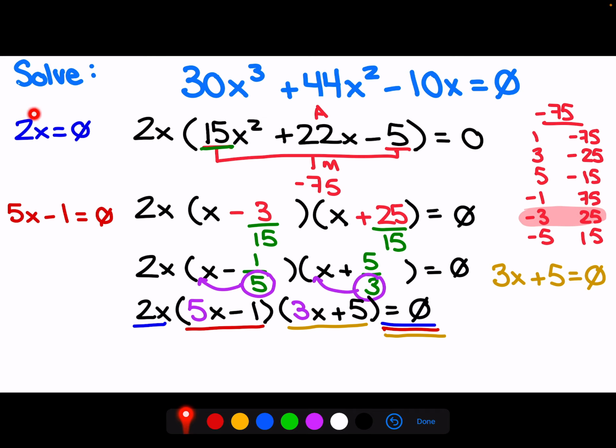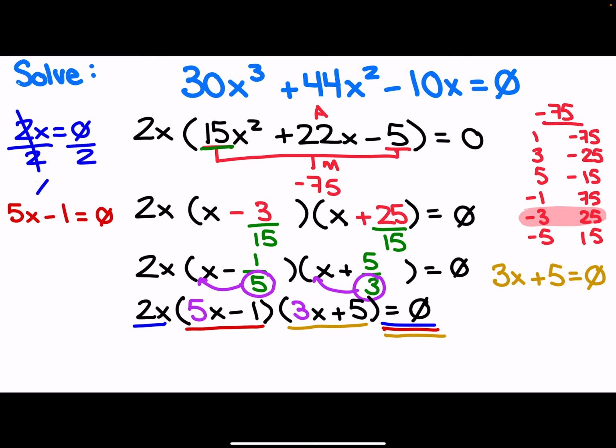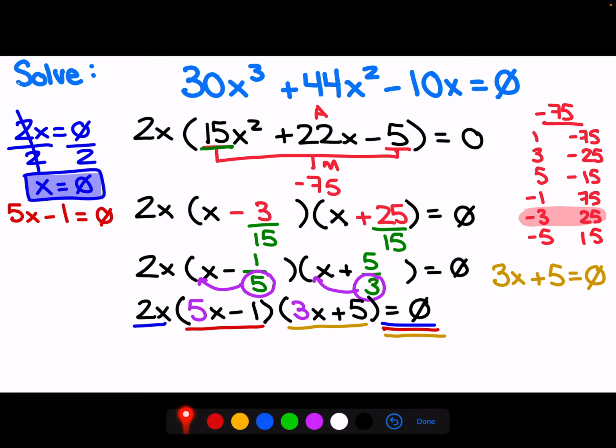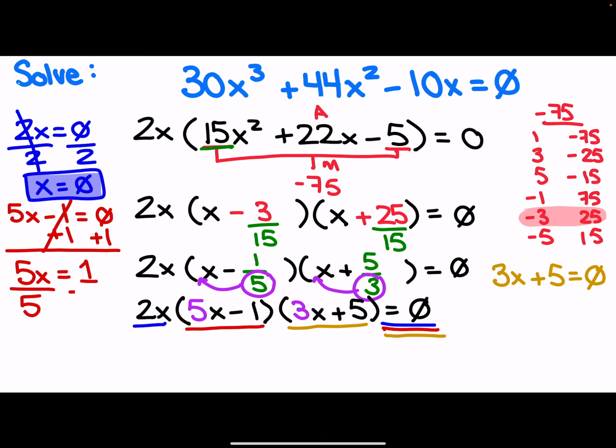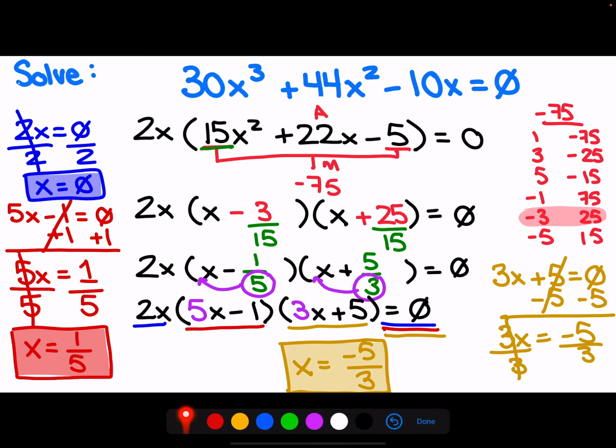Solving first for 2x equals 0, I divide both sides by 2, and we get x equals 0. Solving for our other two equations, we get x equals 1/5 and x equals negative 5/3. And those are our three answers.